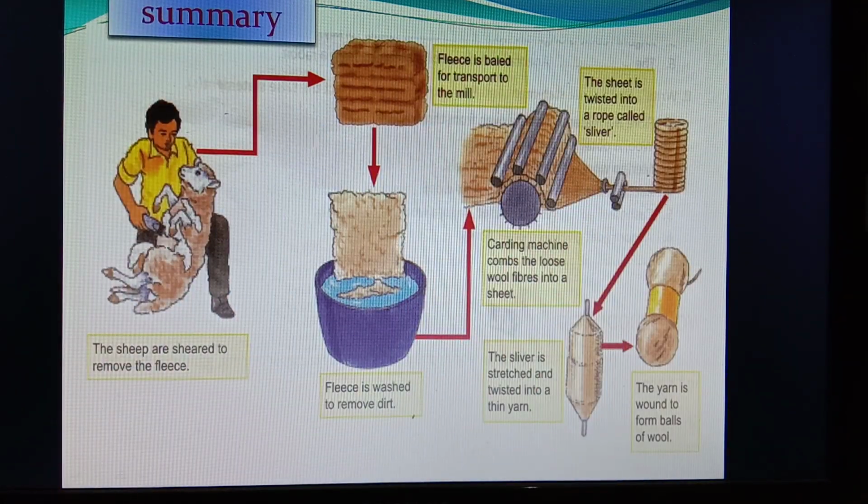Now in this picture you are shown the summary of the wool production process. Starting with shearing, then the fleece is baled to transport, then here it is washed. Here this is a carding machine where it is straightened. Then it is converted into yarn and formed into balls.